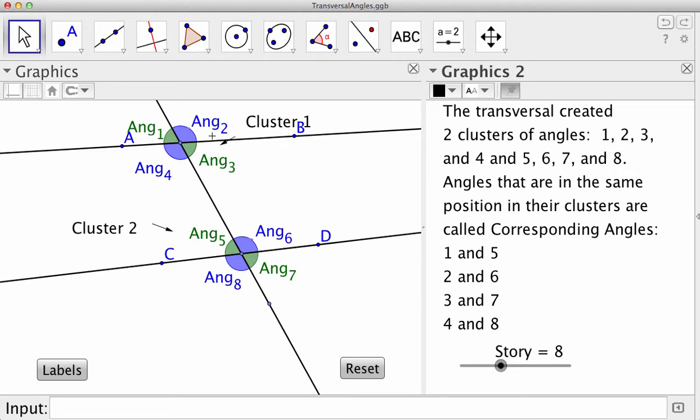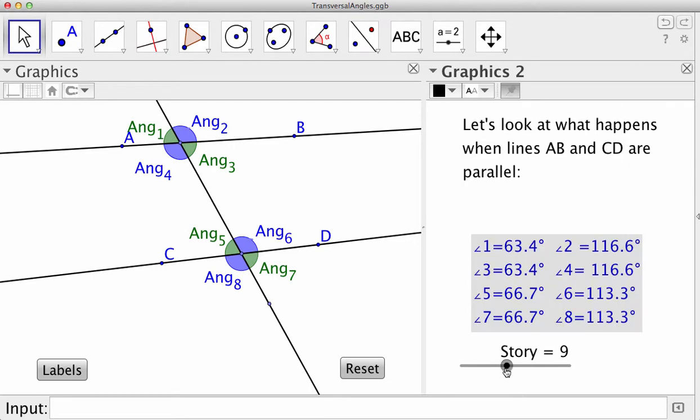When we drew the transversal through our 2 lines, we created 2 clusters of angles. We have cluster 1 up here, cluster 2 down here. Angles that are in the same position in their respective clusters are called corresponding angles. So angles 2 and 6 are both in the upper right-hand corner of their clusters. Those are corresponding angles. Angles 1 and 5 also hold the same positions as each other, as do angles 4 and 8, 3 and 7. So each of those pairs of angles are called corresponding angles.